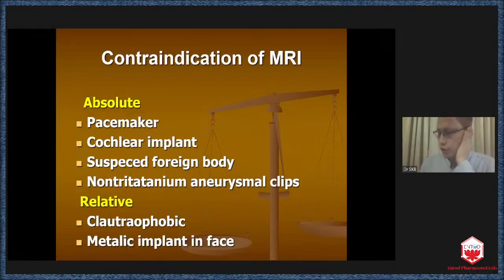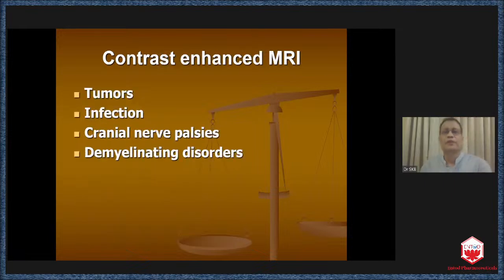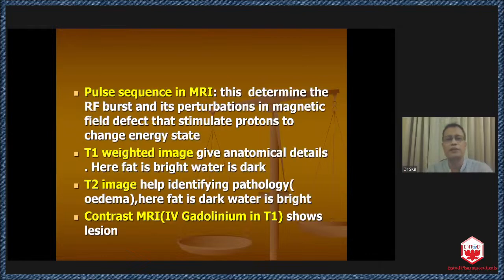Some absolute contraindications of MRI, particularly if the patient has a metallic pacemaker or cochlear implant. Particularly in traumatic optic neuropathy, if the patient has a suspected foreign body, you always go for a CT scan, never do MRI. Contrast is needed to find out tumor, infection, cranial palsy, and also demyelinating disorder.